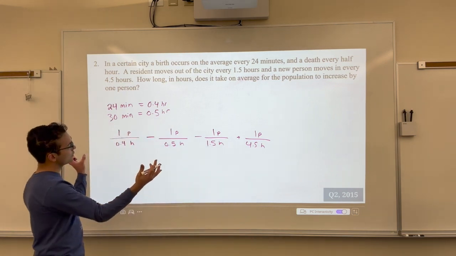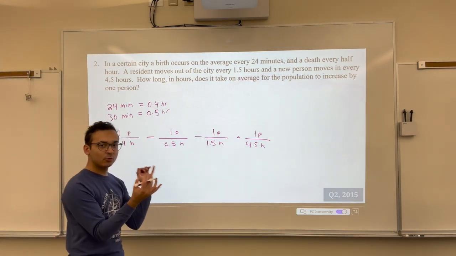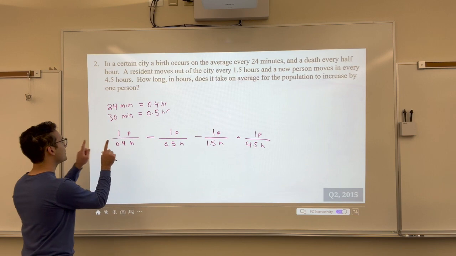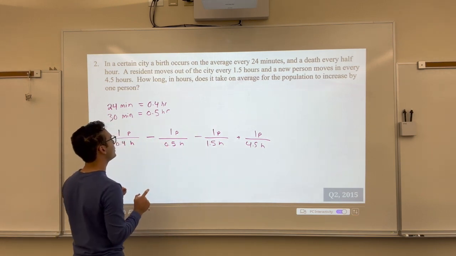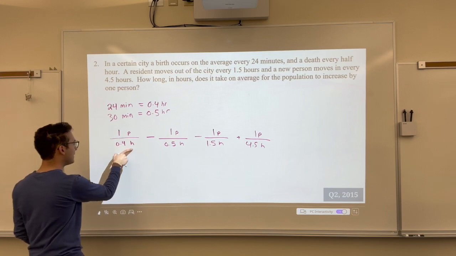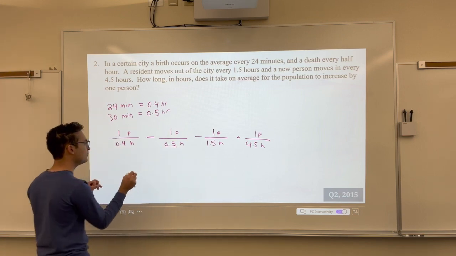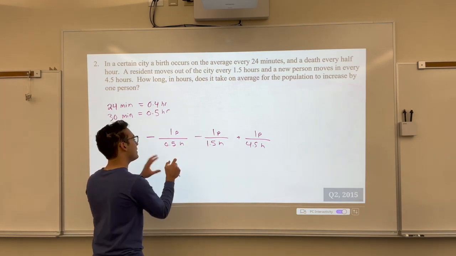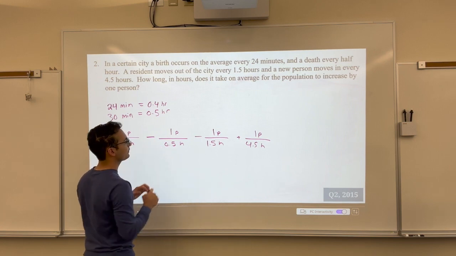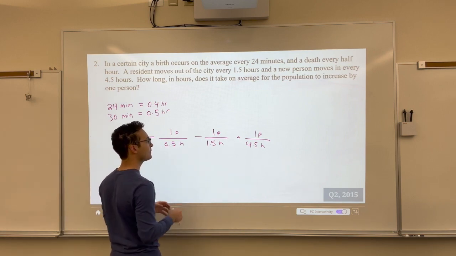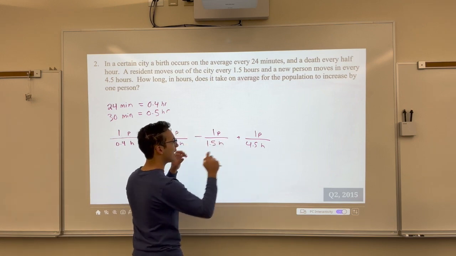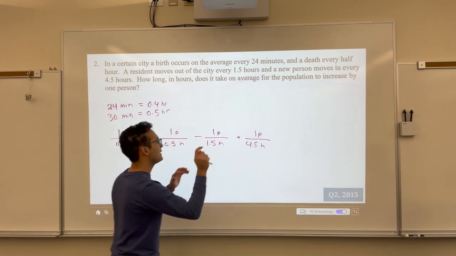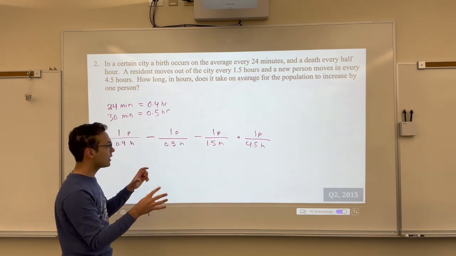So now, in order to combine this rate into one entire rate of change of population, we are going to need to find a common denominator. Now, between 0.4 and 0.5, I would go to 2, because this multiplied by 5, and then this multiplied by 4 gets us 2 in the denominator. And then between 2 and 1.5, I would go to 6, because 2 times 3 is 6, and 1.5 times 4 is 6. And then finally, between 6 and 4.5, I would go to 18, because 6 times 3 is 18, and 4.5 times 4 is 18. That's the common denominator then. Our common denominator is 18.